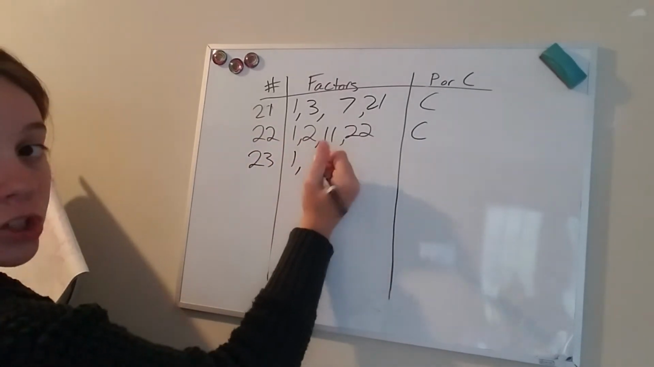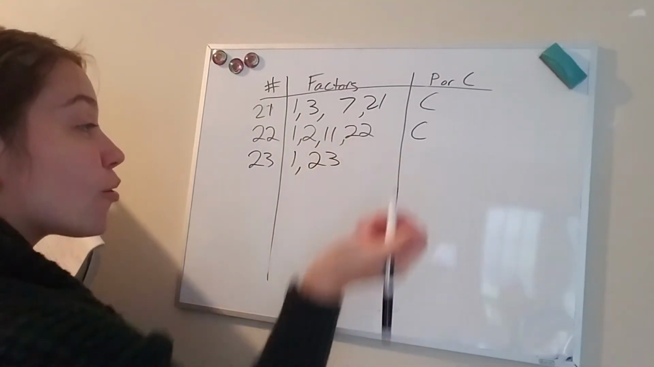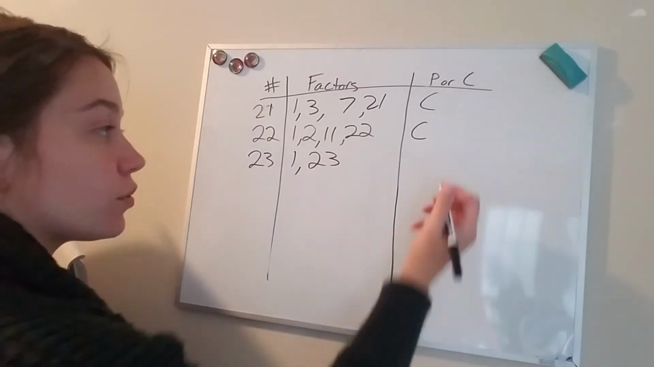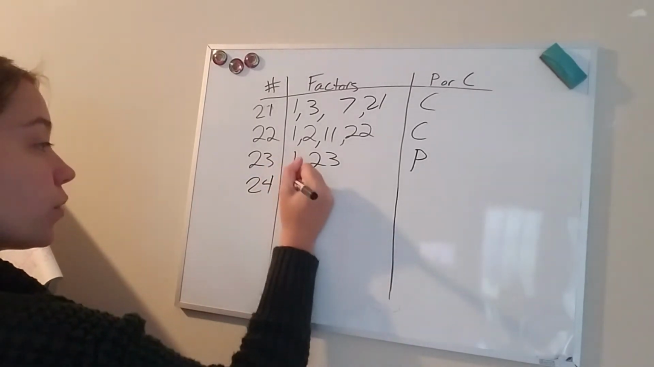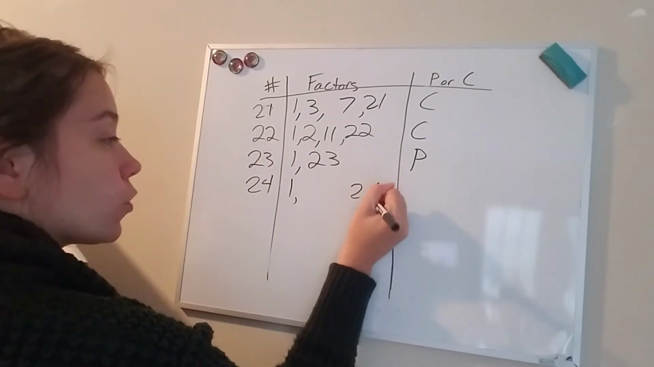Now, 23. 1 and 23 are the only factors for this one. You can't do anything else, so it is prime. 24, we have 1 and 24. We also, let's see.